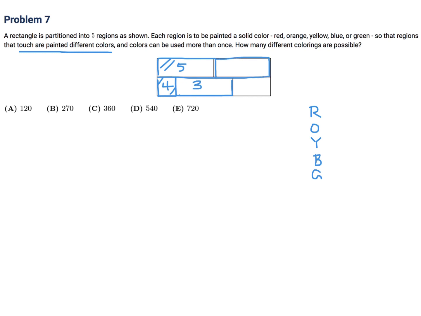For this region here, we cannot put what we put here, and we cannot put a color that we put here. So of the 5 choices, we only have, again, 3 remaining. And similarly, this final one, we cannot put what we put here, and we cannot put the color that we put here. So of the 5 choices, we only have 3 choices remaining for this one right here. And therefore, the total would be 5 times 4 times 3 times 3 times 3, and that is 540. So that would be D for this question.